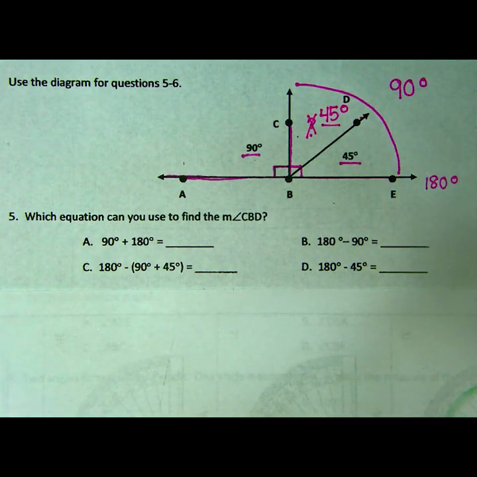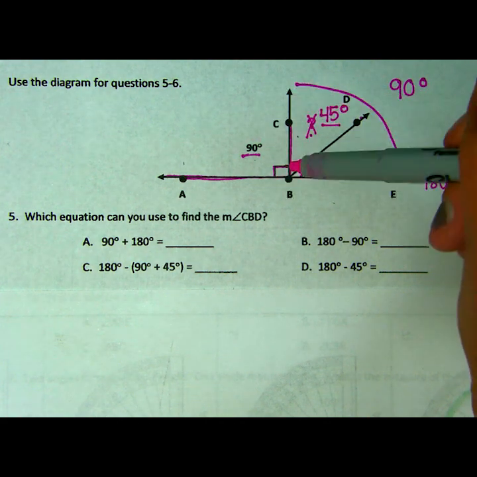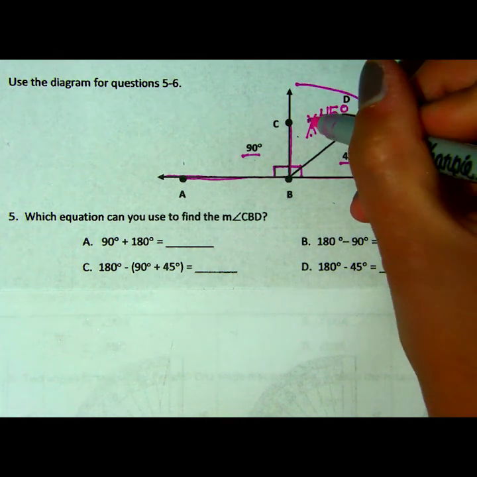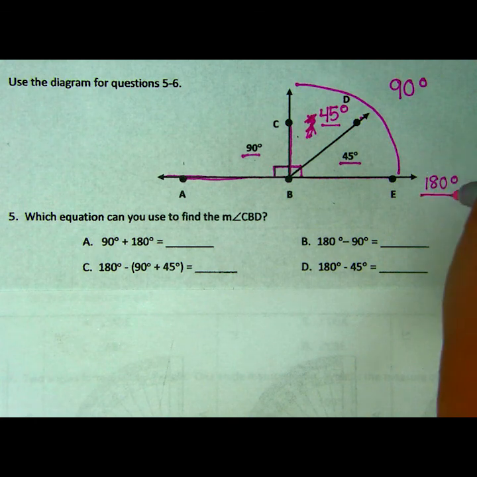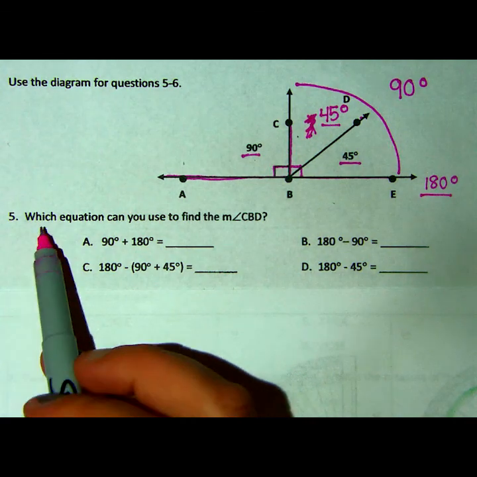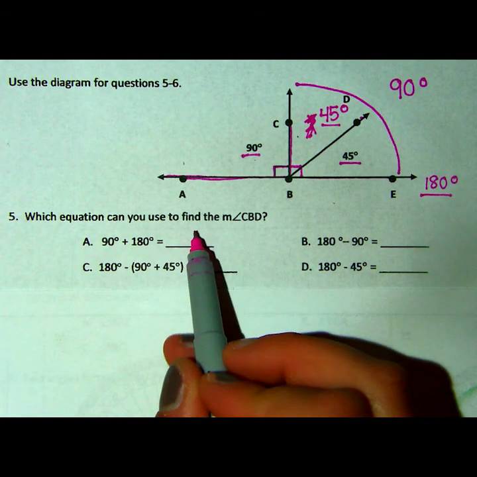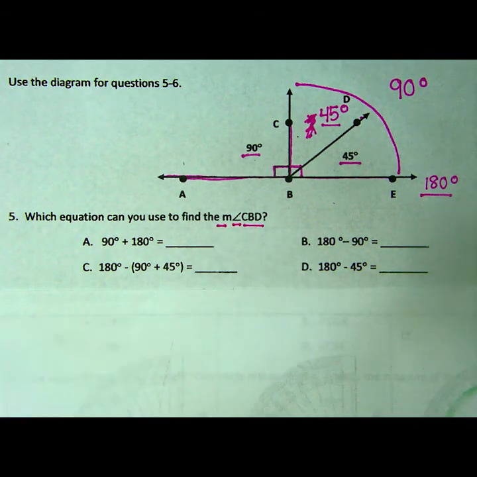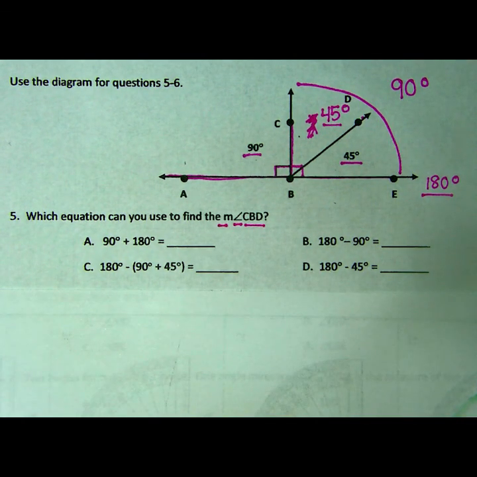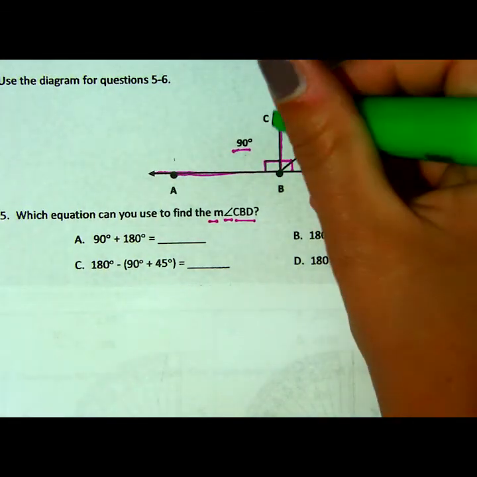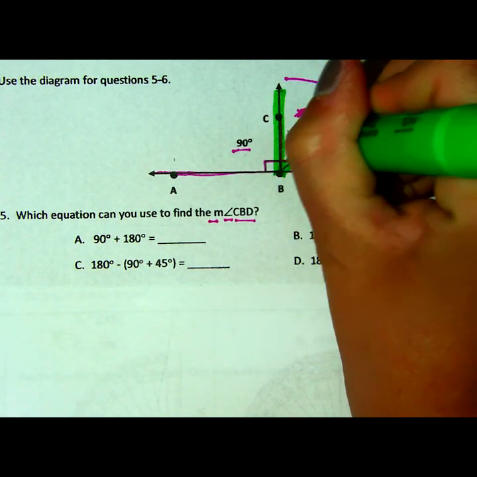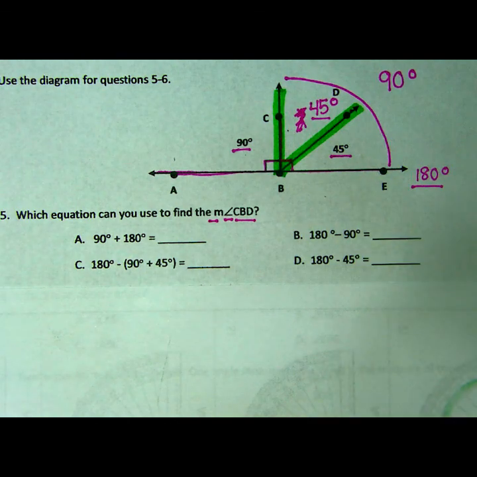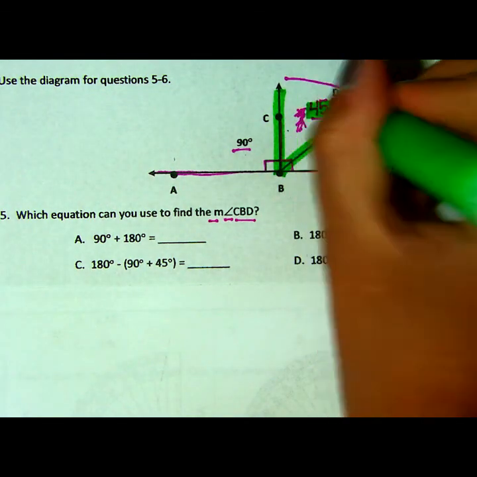So now I think that we're ready to get started. Whenever I'm given a figure like this, I like to look at it first and see what they've given me, and then also think about what I know. Let's look at question number 5. Which equation can you use to find the measurement? M just means the measurement of angle CBD. So we have to find this one right here, CBD. Well, didn't we just say that it was 45 degrees?